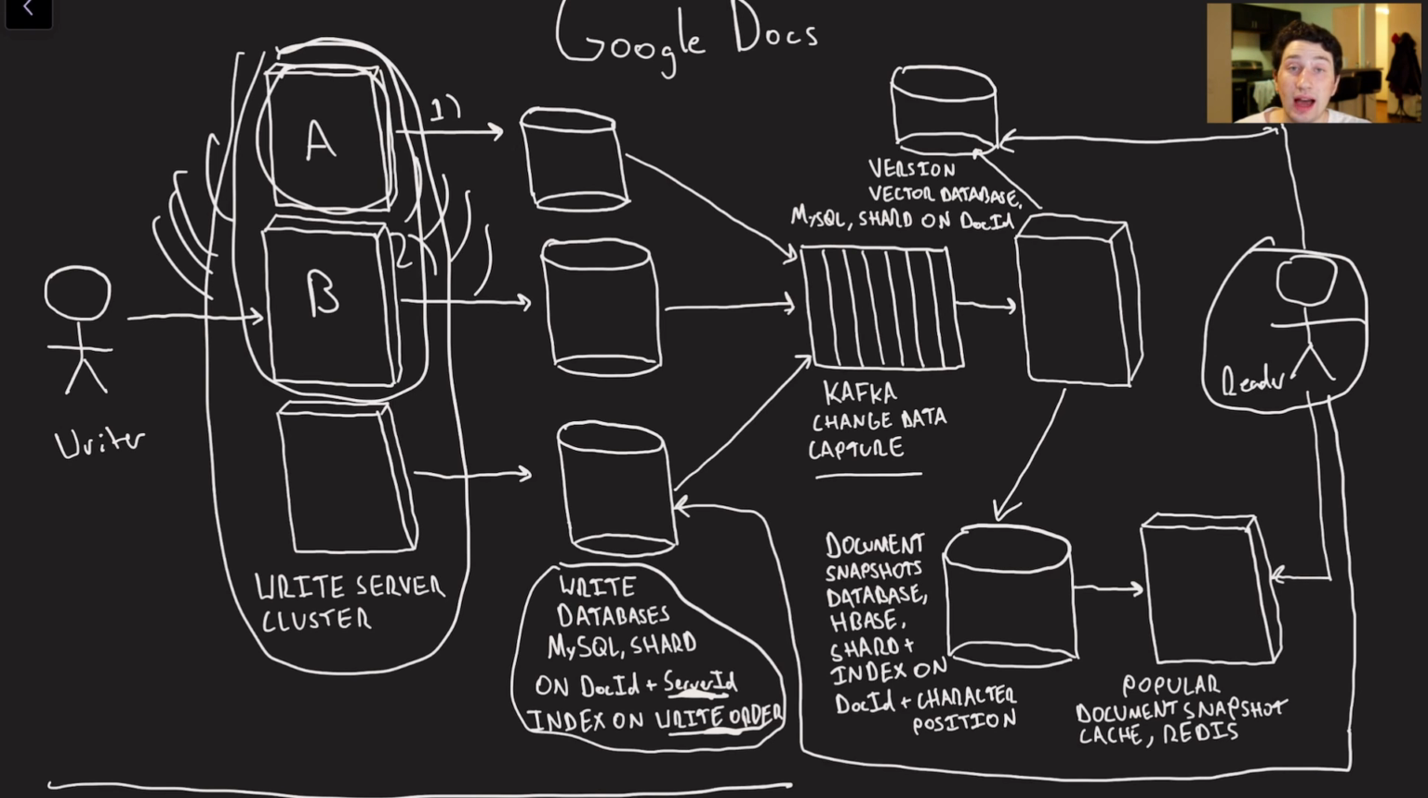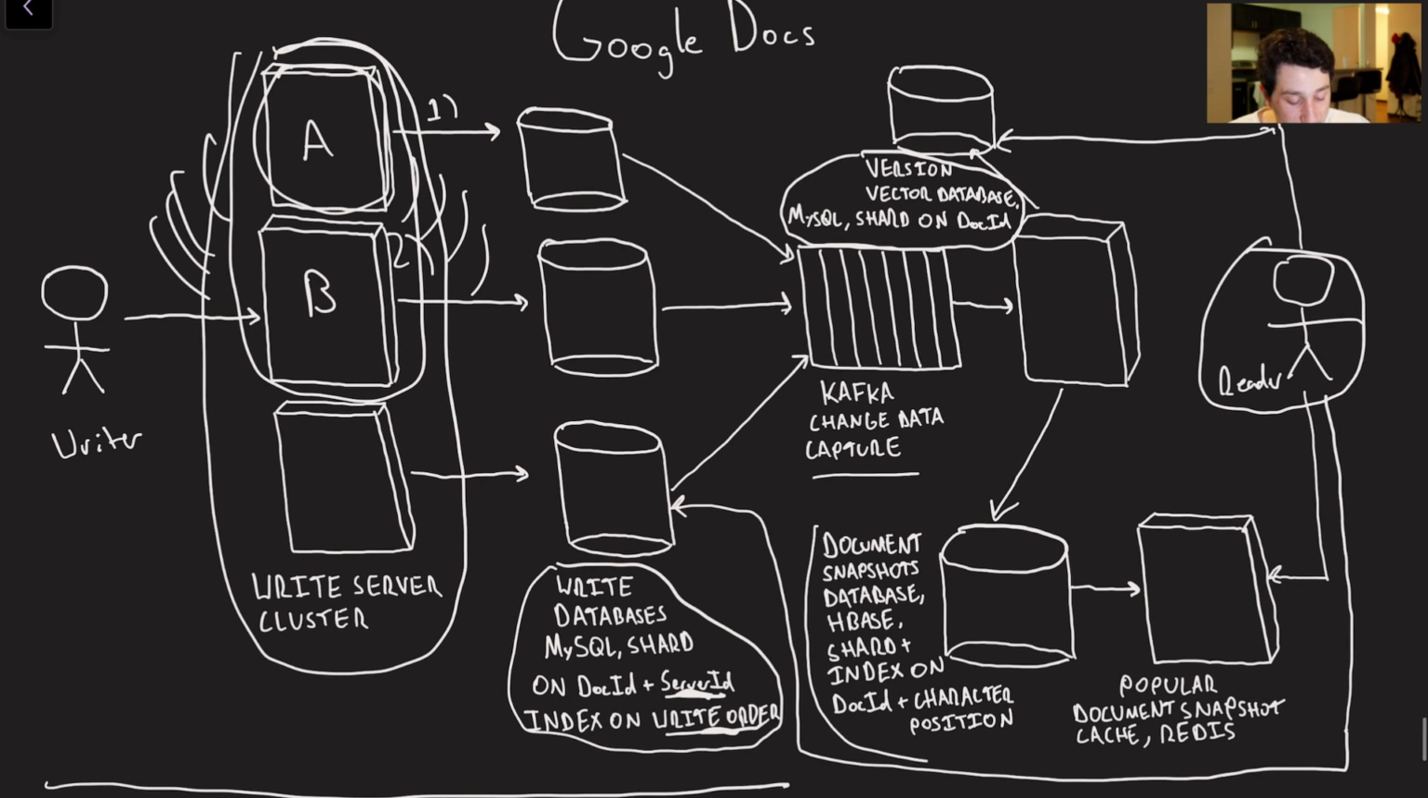And now what's going to happen is we also perform change data capture, where we take all of the writes from our write database and convert them into document snapshots. And the document snapshot has two components. It's got the version vector associated with that document snapshot, and it also has the document snapshot itself, where a document snapshot is just all of the characters in the document, ordered in terms of their index in that document.